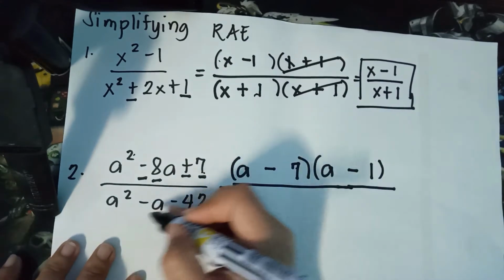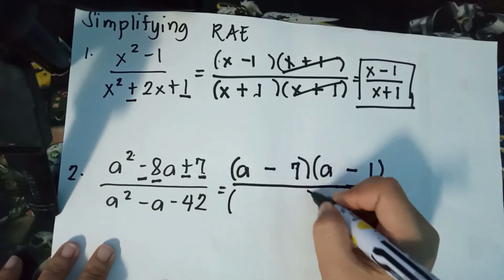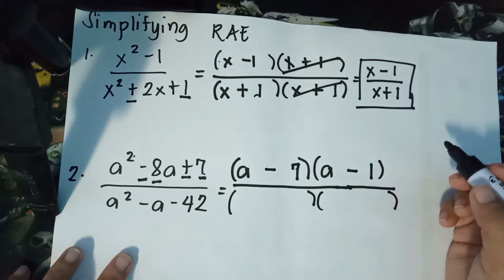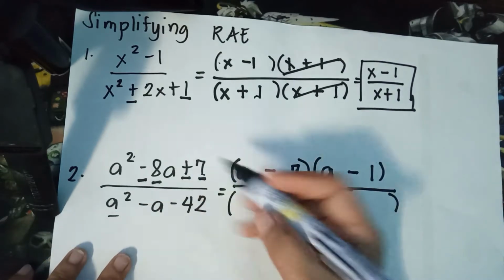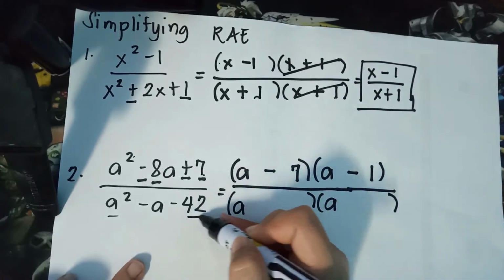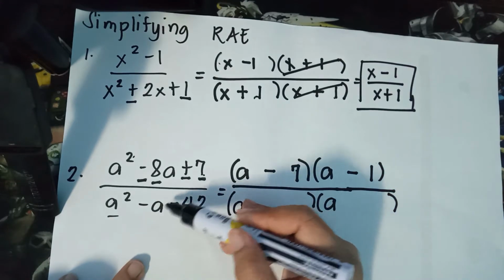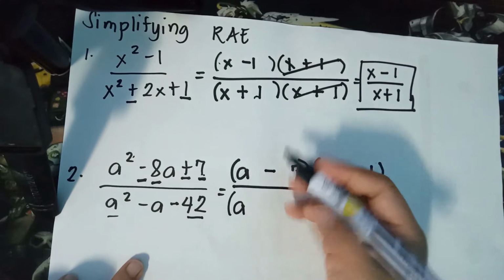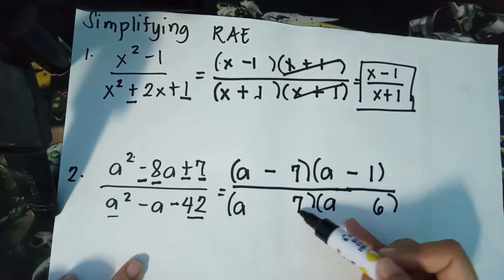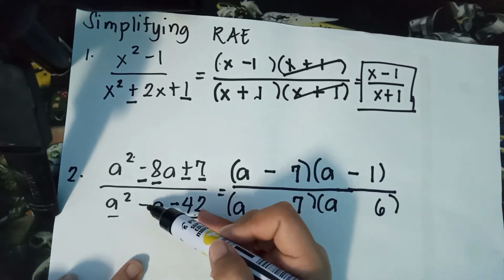Next, the denominator, a squared minus a minus 42. Since it is also a trinomial, we will prepare two parentheses. Factors of a squared are a and a. Next, 42. What will be the factors of 42 that, if you subtract them, the answer is negative 1? That is 7 and 6, because 7 times 6 is 42 and 7 minus 6 is 1.